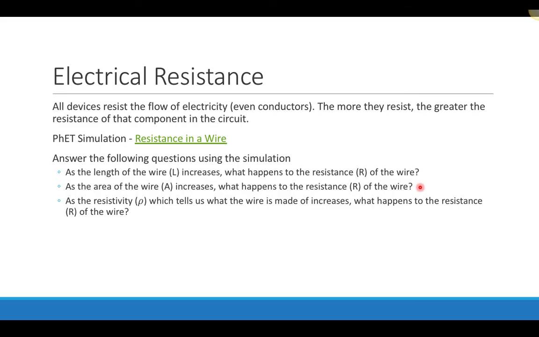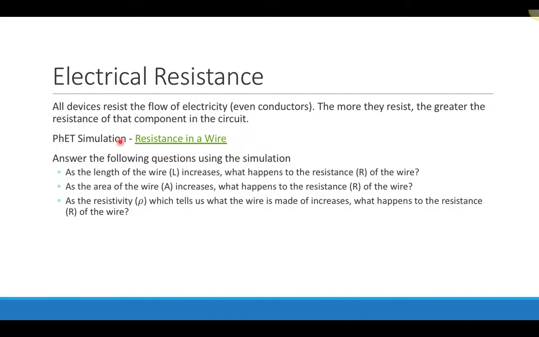The resistance also depends on something called the resistivity, and the resistivity is telling us what the wire is made of. So if it's made of copper, it's going to have a particular resistivity versus if it's made of silver versus if it's made of some composite of copper with other materials as well. So as the resistivity increases, the resistance also increases. So in general, conductors have pretty low resistivities. They do not resist the flow of electricity very much. Insulators have very high resistivities. They're going to resist the flow of electricity quite a lot.